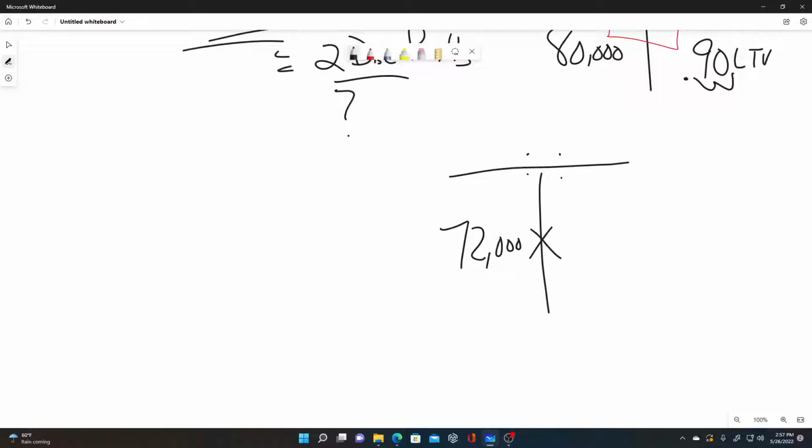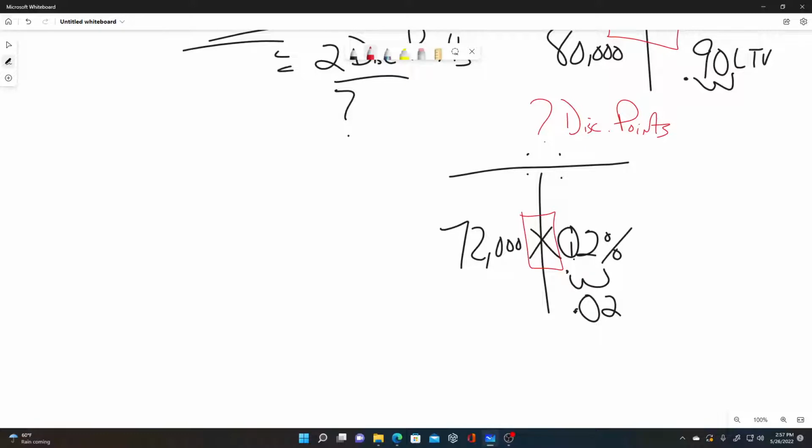And this time we're at 2%. We move the decimal over. Well, we're going to have to put a 0 out there, so 0.02. Our math tells us to multiply. We're solving for the discount points. And so 72,000 times 0.02 equals $1,440. That would be the total discount points. Whew, there you go. You're going to see that on the exam, I can tell you that.